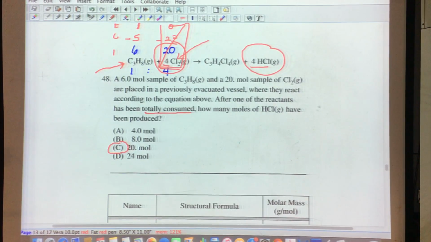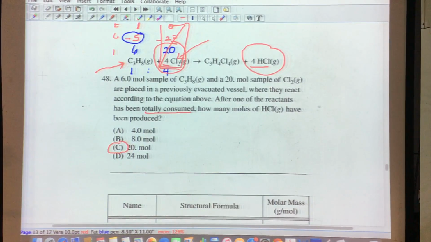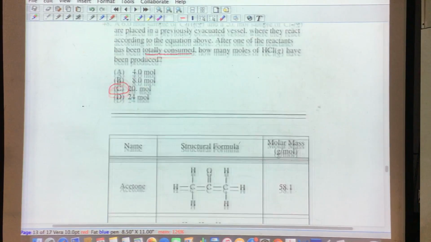Or you can go with how much actually reacts. Look at this. 5 actually reacts, and this is what? Right, okay? So that's why 48 is C. It's an easy question. I went over limiting reagent. You probably could have gotten by without it by luck.